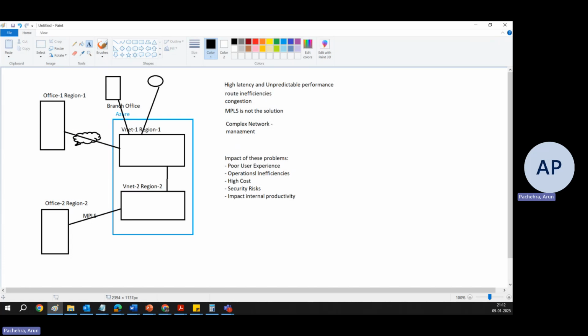That solution is Azure Virtual WAN, which beautifully addresses these problems, because Azure Virtual WAN routes traffic through a global high-speed backbone, bypassing the unpredictable public internet and ensuring low latency.